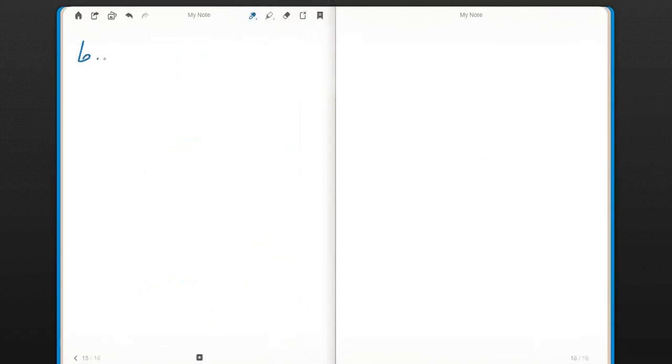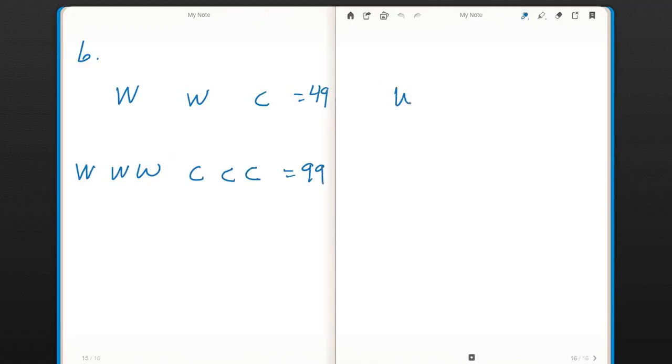Number 6, 2 watches and 1 calculator cost $49 in all. Rather than trying to draw a watch and a calculator, I'll just use letters. If I go to the store and buy 2 watches and 1 calculator, I have to spend $49. If I buy 3 watches and 3 calculators, then they tell me it's $99. And the question is, what is the cost of 1 watch? That's what we're trying to find.